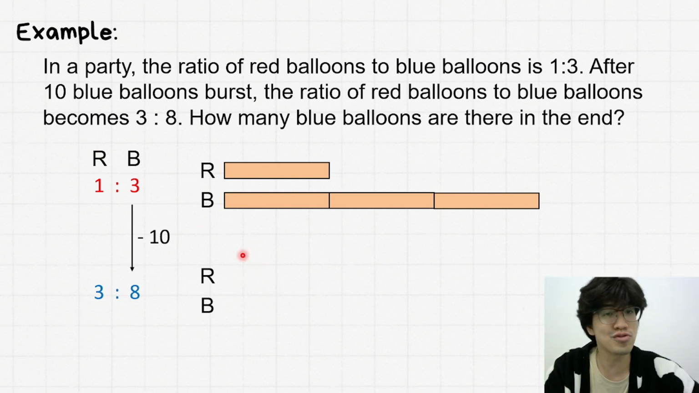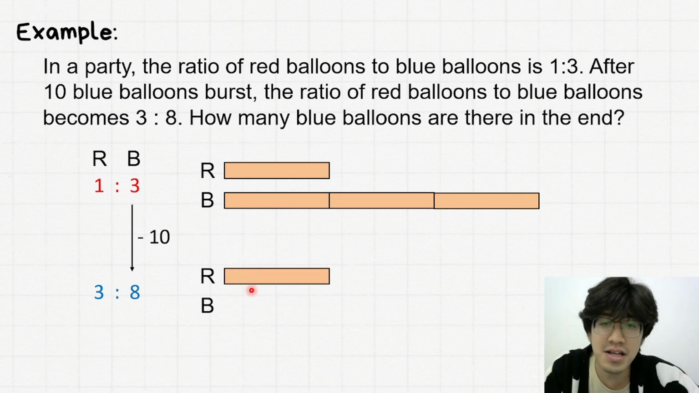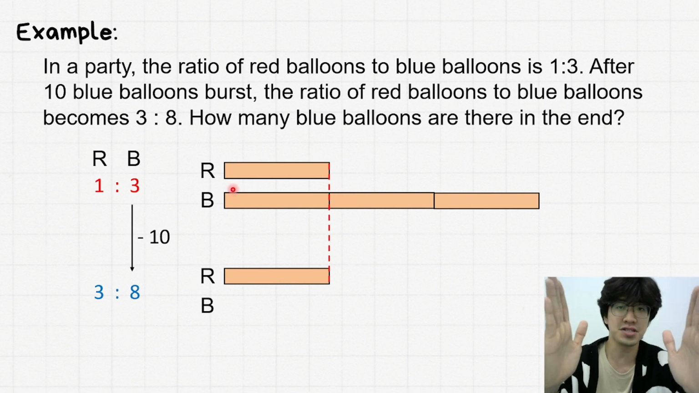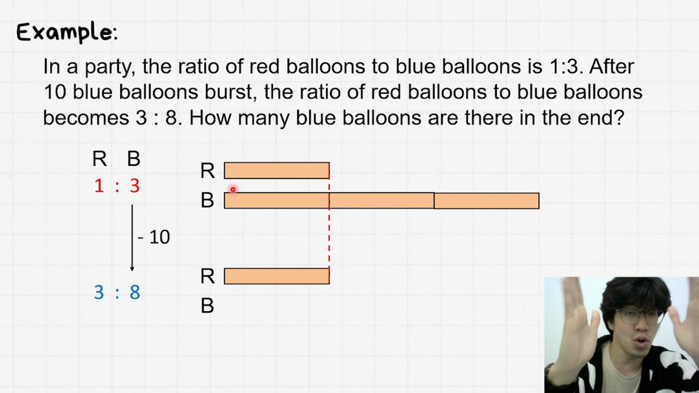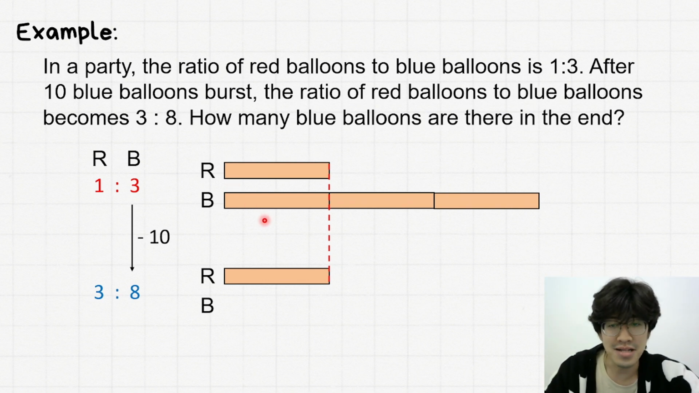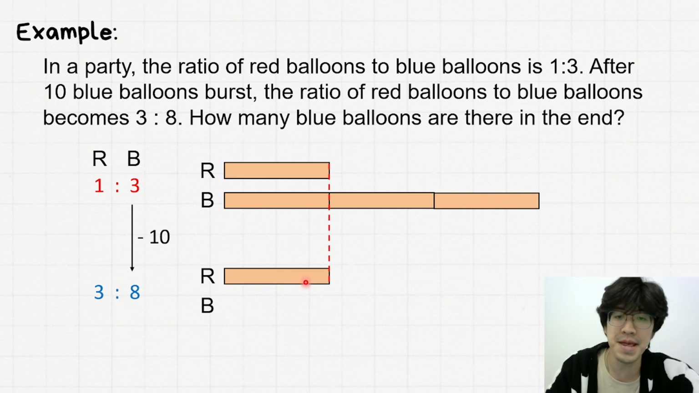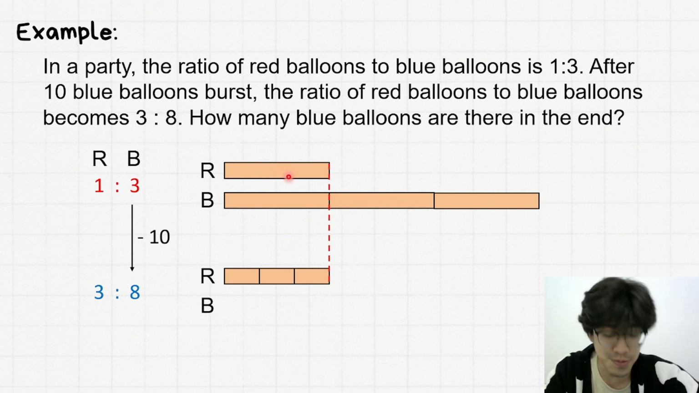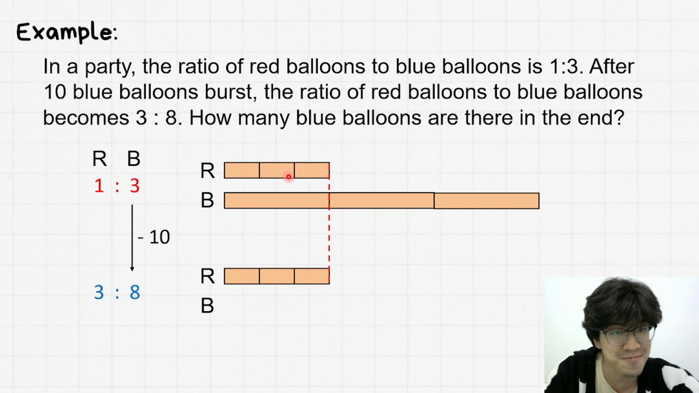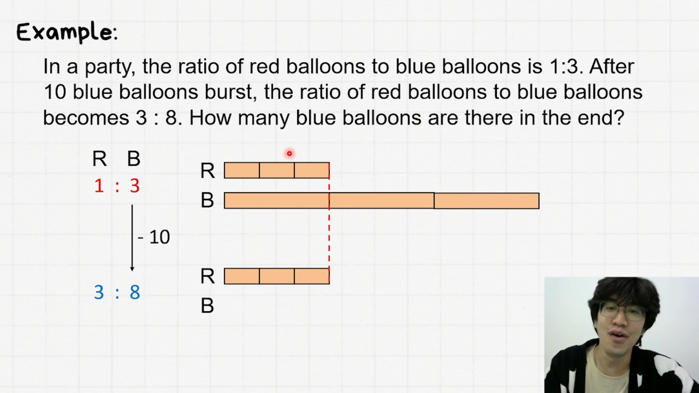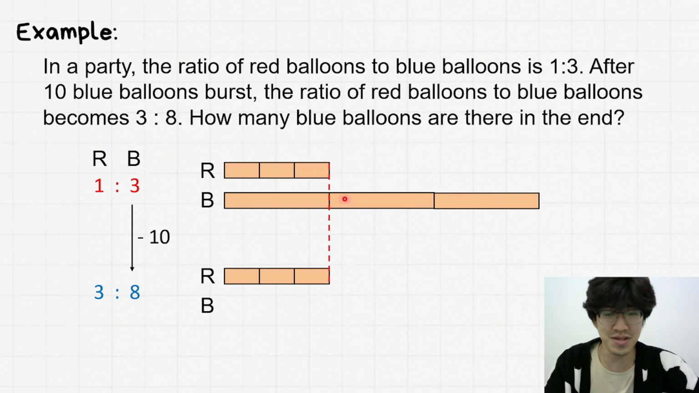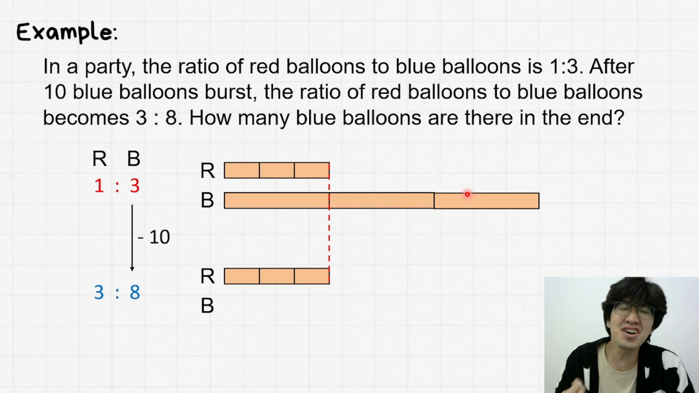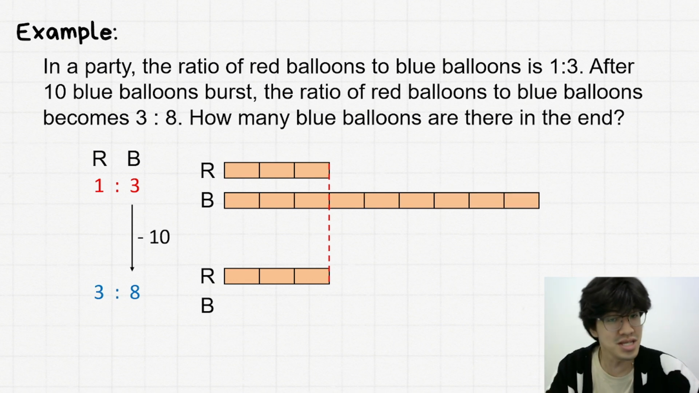If I draw the red model, it would have the same length as the top one, because the number is fixed. None of the red balloons burst, so it's always the same. But we should have 3 units over here, so let me split it up into 3 parts: 1, 2, 3. If I can do this here, I can also do this for this part, so I'm also going to split it into 3 parts. And I can perform the same operation for the blue model, splitting each of them further into 3 more parts. So this is what I will get.